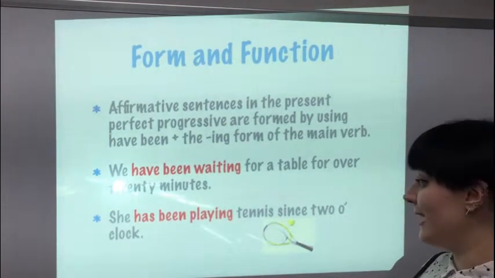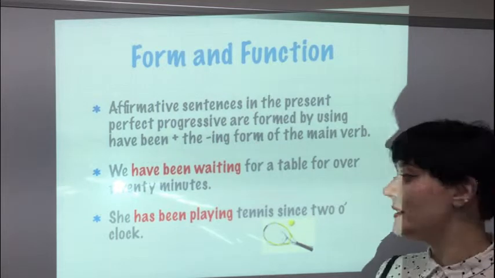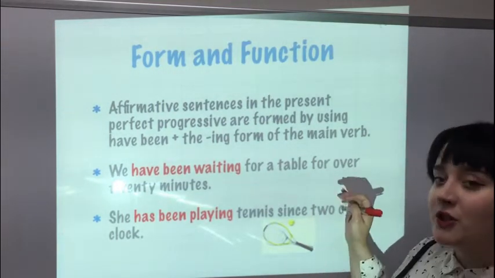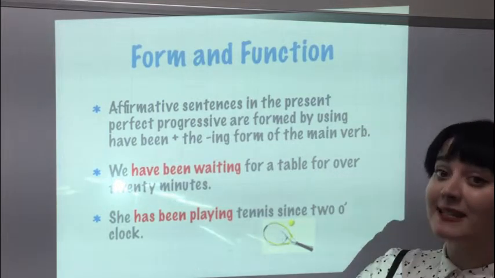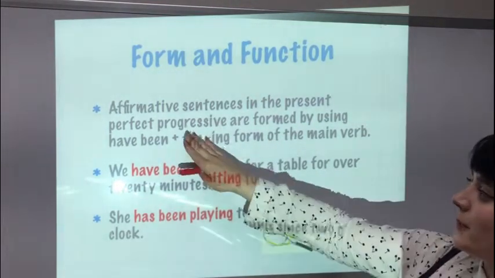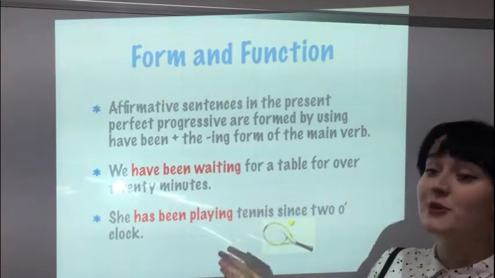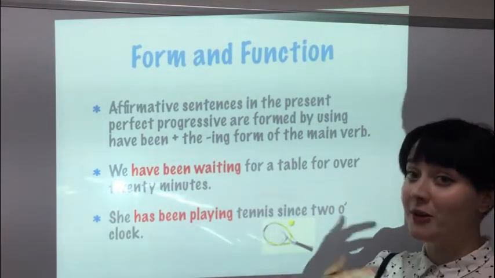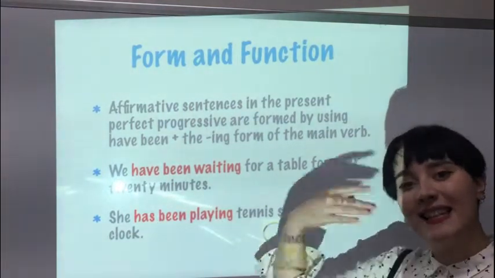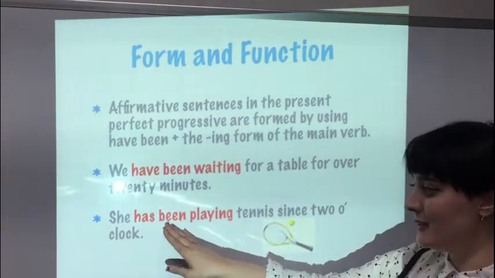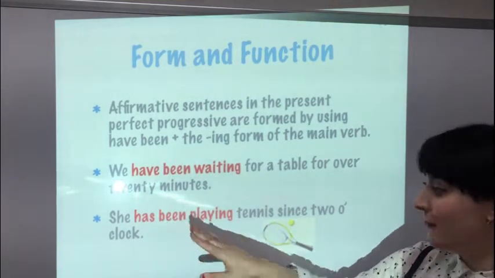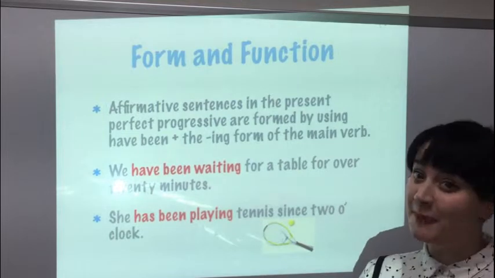Then, she has been playing tennis since 2 o'clock. So let's say now it's 8 p.m., but she started at 2 p.m. Since it's now 8 p.m. and she is still playing, we can use the present perfect progressive to say that she started before, but she's still playing now. So it's an action that started in the past, but still influences the present. Has been playing. Has or have plus been plus the ing form of the main verb.